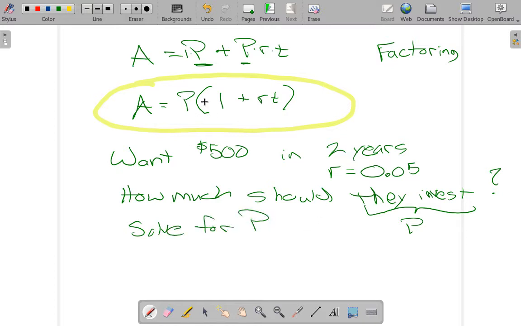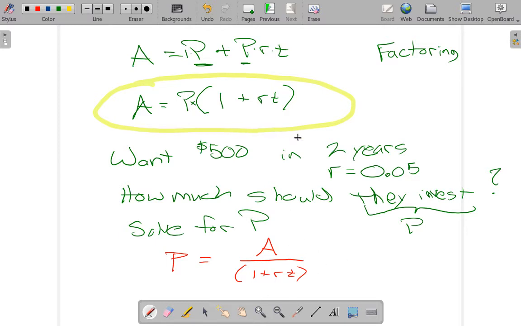And I can do that pretty easy here because P is simply connected to this other stuff by multiplication. And to break multiplication, we just divide. So that means I have to divide this parentheses to the other side. And what that's going to give me is that P will equal A divided by that crazy parentheses, 1 plus RT. And so this is a formula here that will find an initial investment if you know what you want to end up with. So let's test it out in a couple of ways.